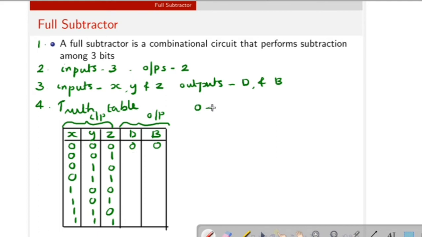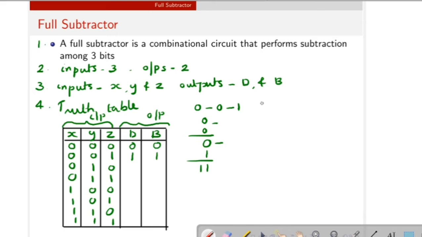Next is 0 minus 0 minus 1. So first you subtract 0 minus 0. 0 minus 0 is equal to 0. Then subtract 1 from 0. Okay, 0 minus 1 is equal to 1 with a borrow. Difference is equal to 1, borrow is equal to 1.